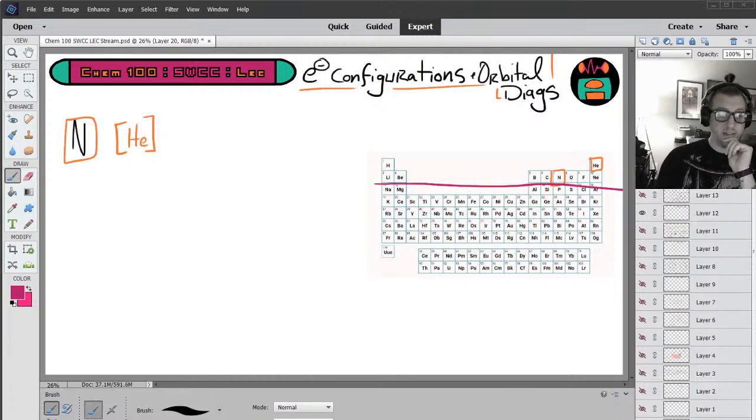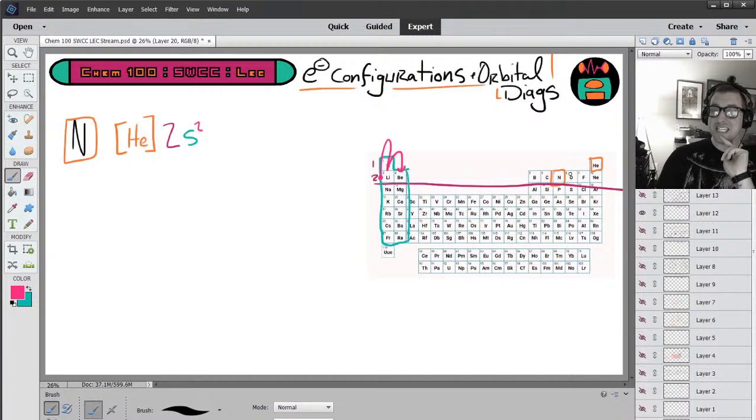So we find our period that houses nitrogen, and nitrogen is on the second period. All right, now you always start on the very edge. Start right here, and we need to count our way over to where nitrogen is. So we count 1, 2 spaces over into the S block. So this will be 2s2.